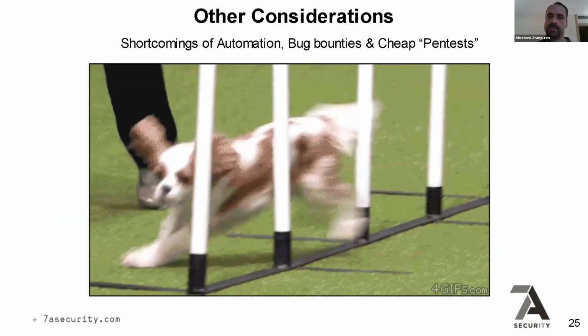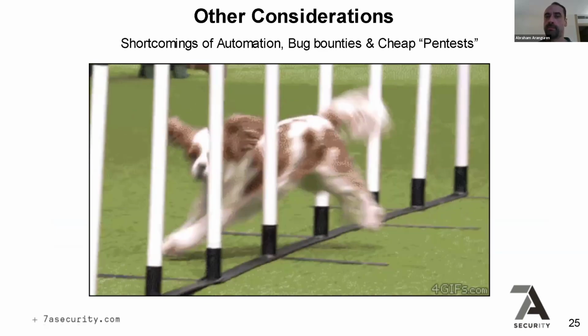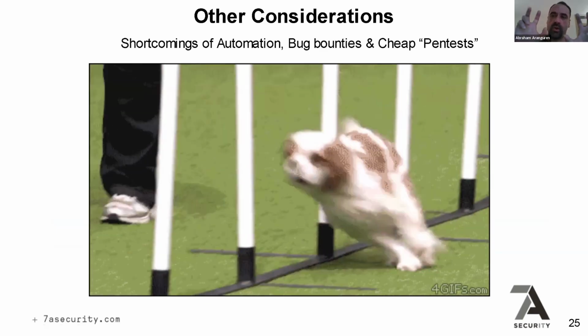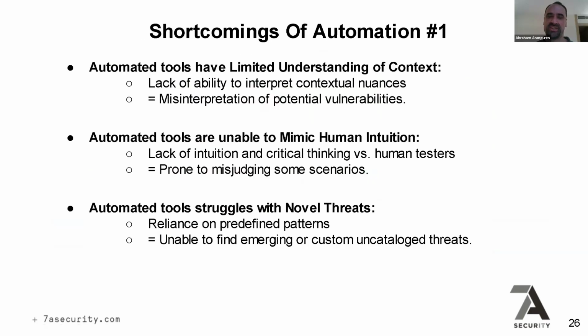And now let's talk a little bit about the shortcomings of automation, bug bounties, and cheap, quote unquote, pen tests, right? So automated tools have a limited understanding of context, right? So they cannot interpret the contextual nuances. So they often misinterpret what is a vulnerability and what is not because of that, right? They don't have the context of the business, the context of the logic, right? Automated tools are unable to mimic human intuition.